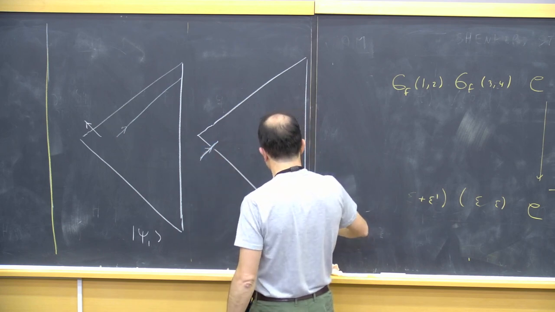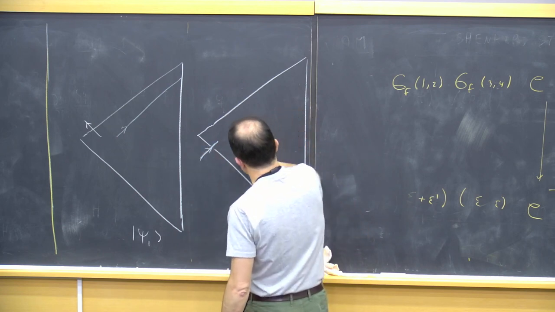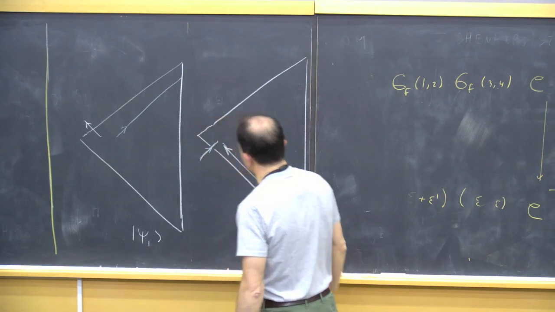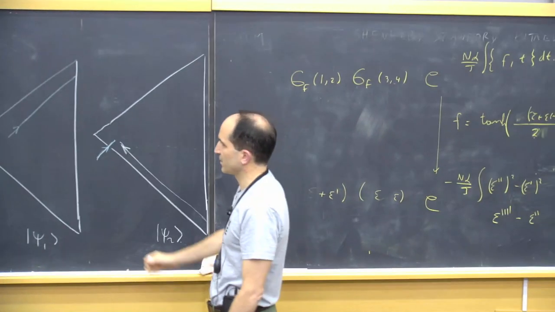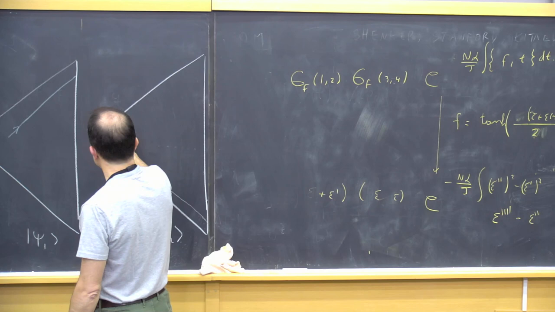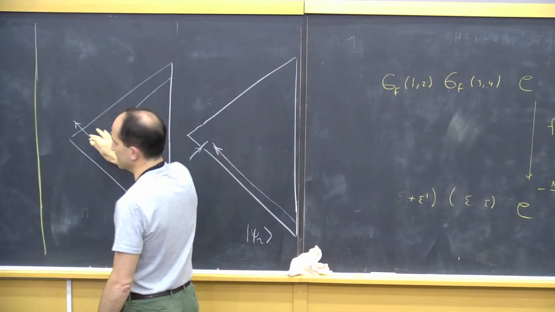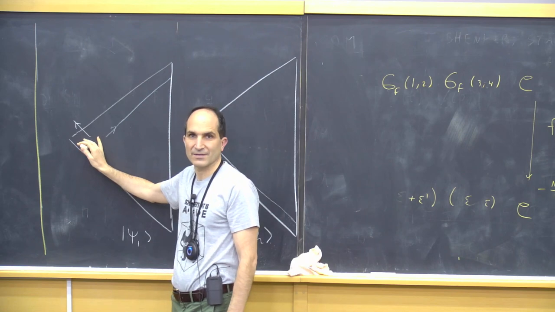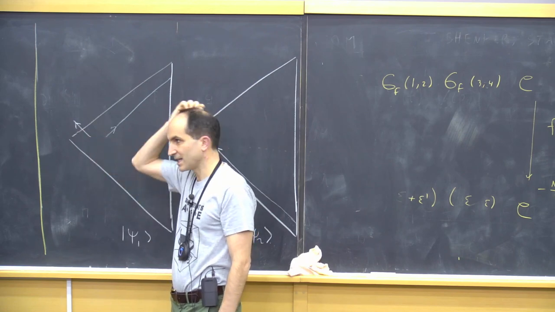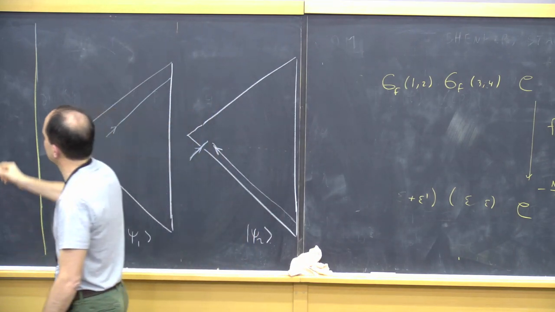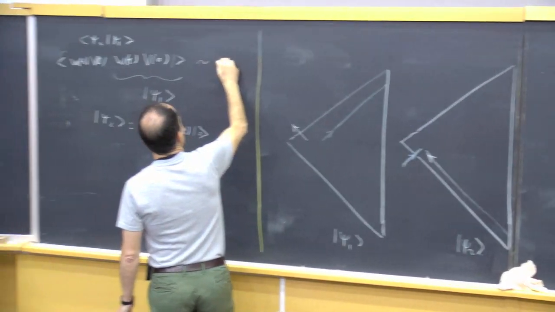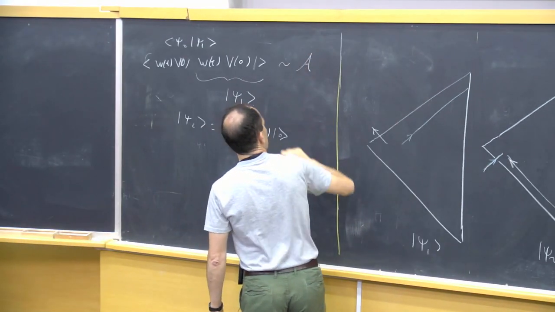And then we act with V of zero. So then we have this other line coming in. And we have to compute the overlap between these two. And the overlap between these two is basically the scattering amplitude between this in state and this, let's say, out state. Okay. So we have to compute this overlap. This overlap is the same as the scattering amplitude. So this is the same as some scattering amplitude that we have to compute here.